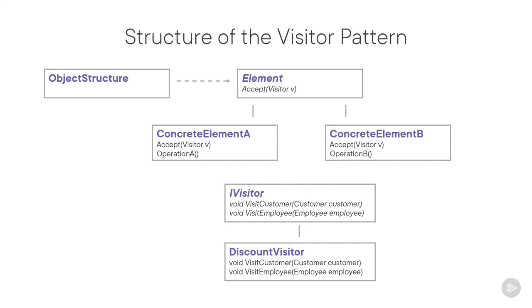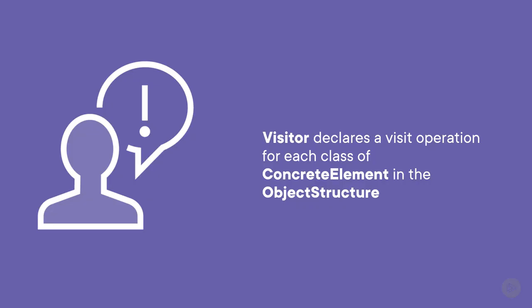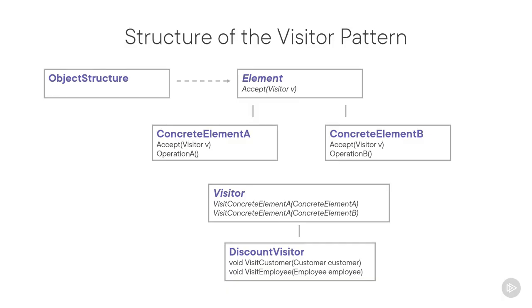Up next is the visitor, which maps to iVisitor. This declares a visit operation for each class of concrete element in the object structure. And then we've got concrete visitors. We've got only one, our discount visitor, as we learned in the previous clip, but others are possible as well.